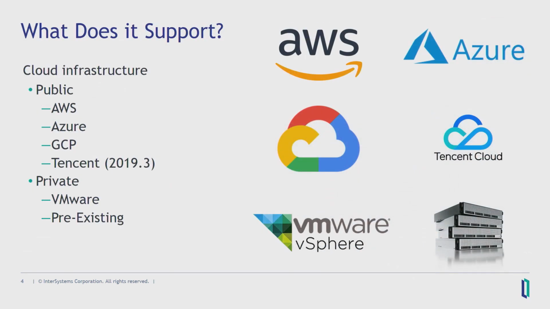So what clouds do we support? We support the three major public clouds right now: AWS, Azure, and GCP. In our 2019.3 release, we'll have additional support for Tencent Cloud, as well as private. So we can work with vSphere via the APIs provided there, as well as bare metal, like pre-existing configurations. Anything with an SSH connection, you can set up your environment that way. So we support both public cloud containers as well as actual bare metal and vSphere deployments.